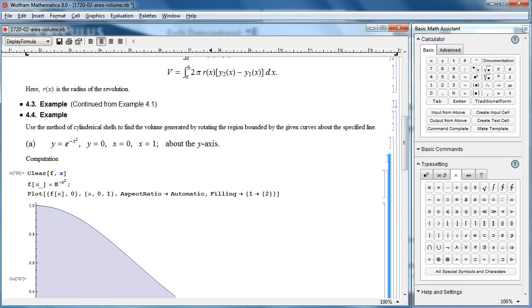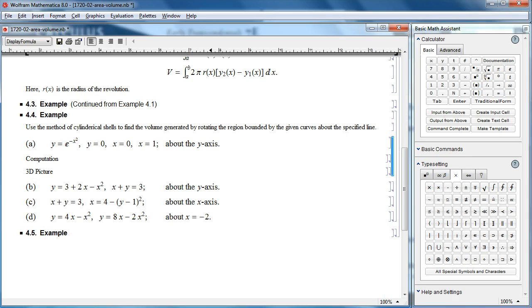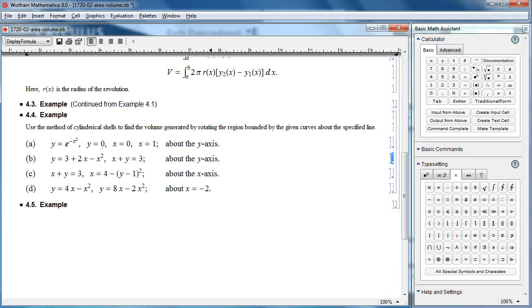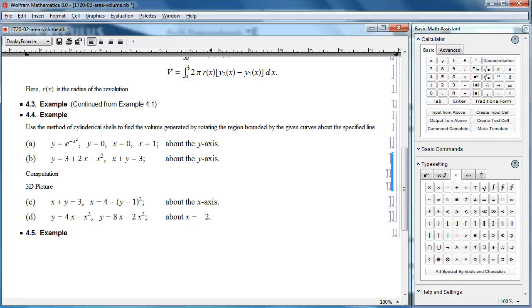Okay, let's go to another problem here. This time, let's go to problem B. This time, y equals 3 plus 2x minus x squared. That's going to be a parabola. And x plus y equals 3. That's going to be a line. So we expect something like this.